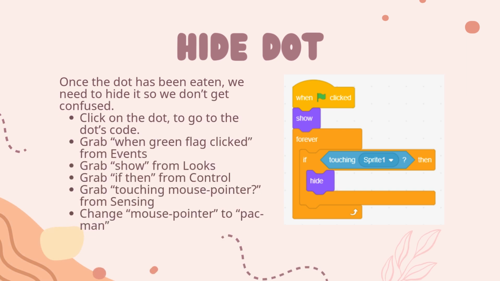Once the dots have been eaten, there's no reason for them to be in the maze, so we hide them. To do this, we navigate to the dots code by clicking on the dot and grab a Start from Events. Add Show from Looks. Then we drag Forever and If Then from Control.